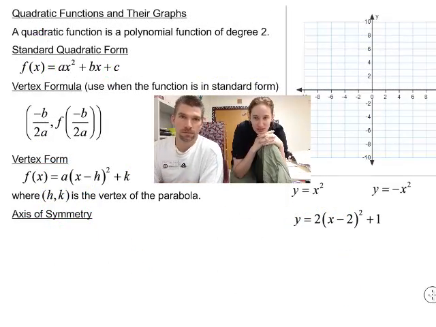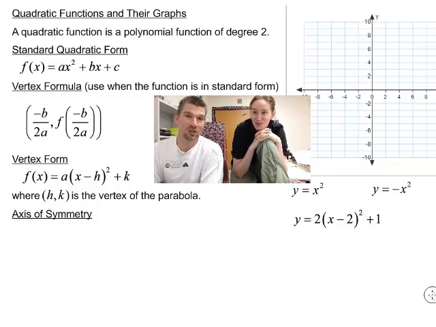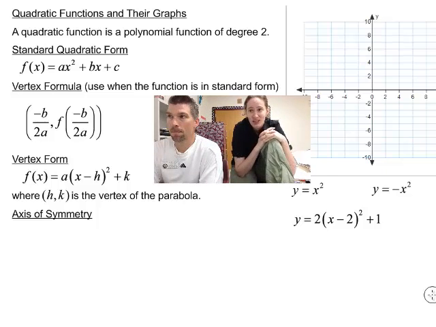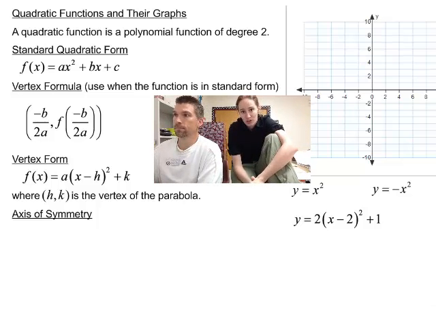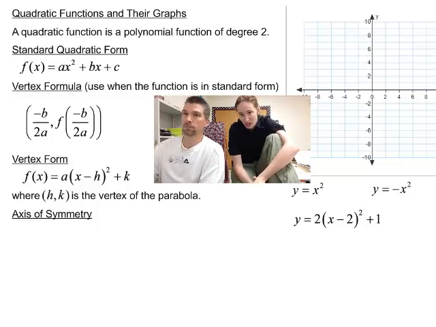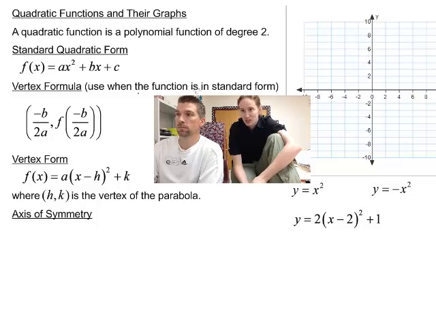Quadratic functions and their graphs. This slide is loaded up with a lot of information. Chock full of goodies. The first thing you need to know is a quadratic function is a polynomial function of degree 2. Its graph is a parabola. The standard form for a quadratic function is given up there: f of x equals ax squared plus bx plus c. That should look familiar because that's what we use when we're doing the quadratic formula and stuff like that.